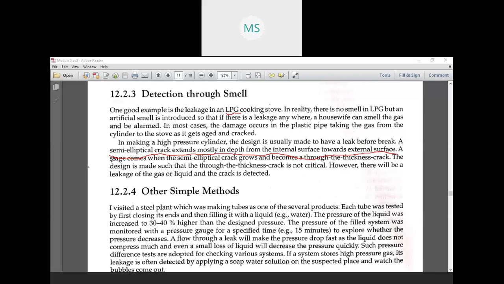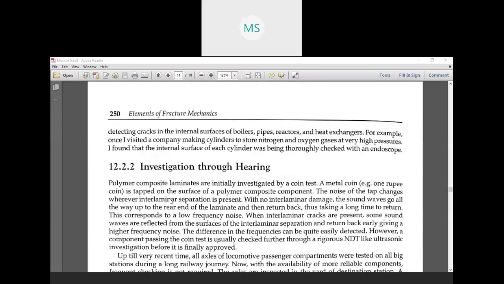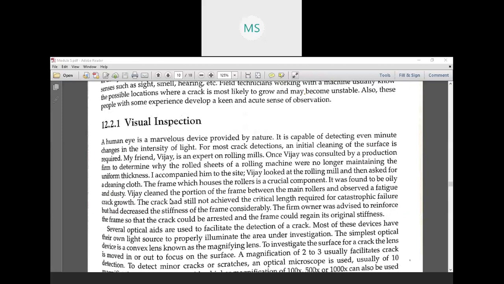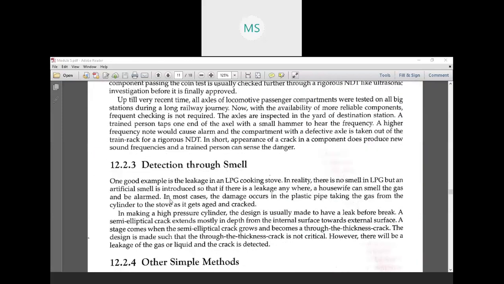Okay, so a stage comes when this semi-elliptical crack grows and becomes a through-the-thickness crack. The design is made in such a way that a through-the-thickness crack is not critical. However, there will be a leakage of gas or liquid and the crack is detected. So in this way we can detect the leakage or the damage or the crack through the smell. Till here we have done the three types: through the smell, through the hearing, and through seeing, or the visual inspection: visual, hearing, and smell.